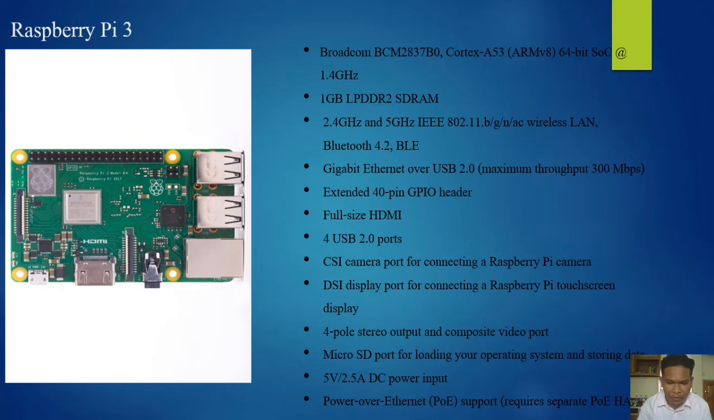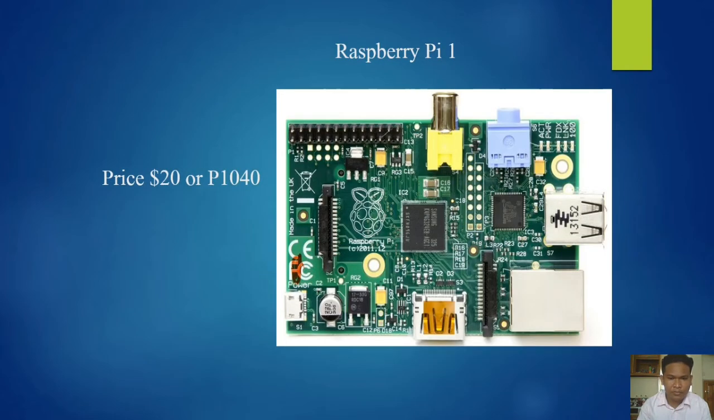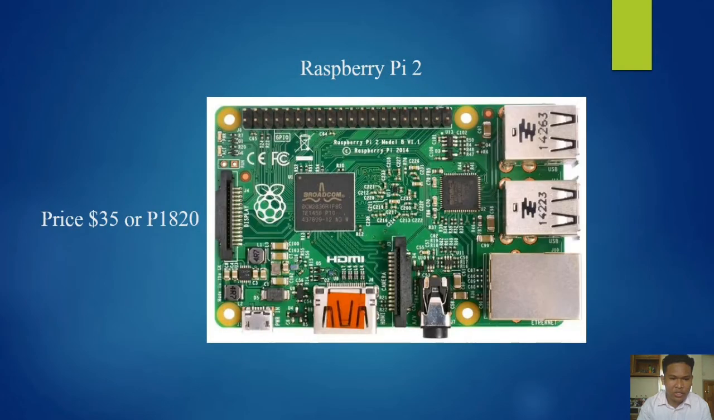So this is the price of the Raspberry Pi Zero. In dollars, it is $10 and in pesos, it is 520 pesos. And the Raspberry Pi 1 is $20 in dollars and 1,040 pesos. The Raspberry Pi 2 price is $35 in dollars and 1,820 pesos. The Raspberry Pi 3 price is $35 or 1,820 pesos.